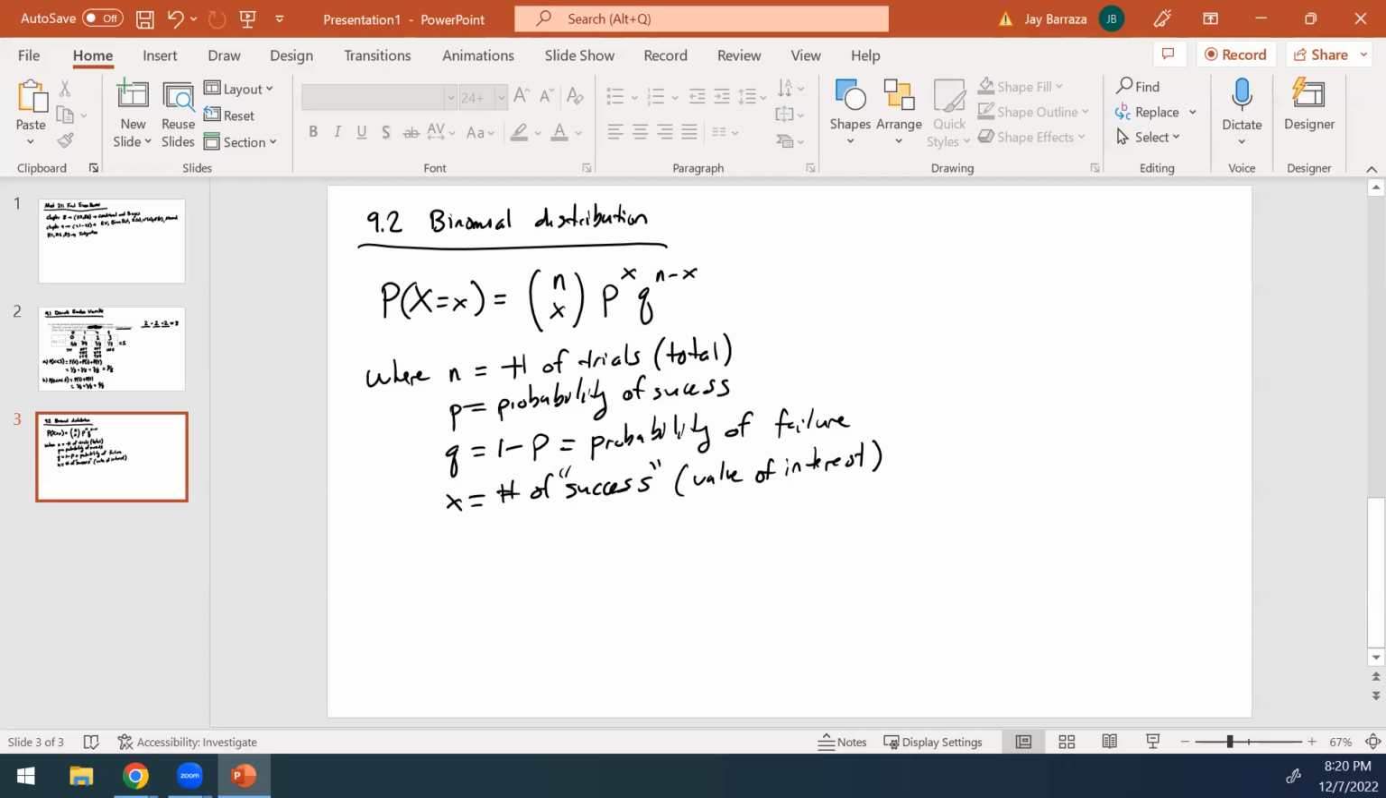So that's the formula. But we don't want to have to do that by hand. So what we do on the calculator, the probability of x equal to x, is just equal to binompdf of n, p, x, right? Now, let me just pull up my calculator.